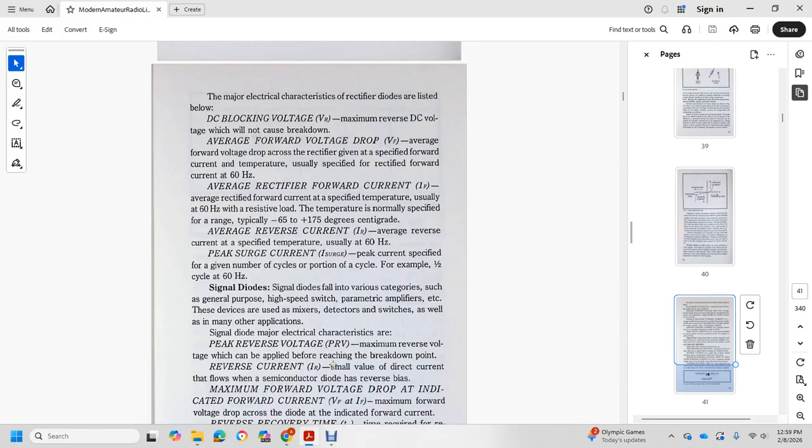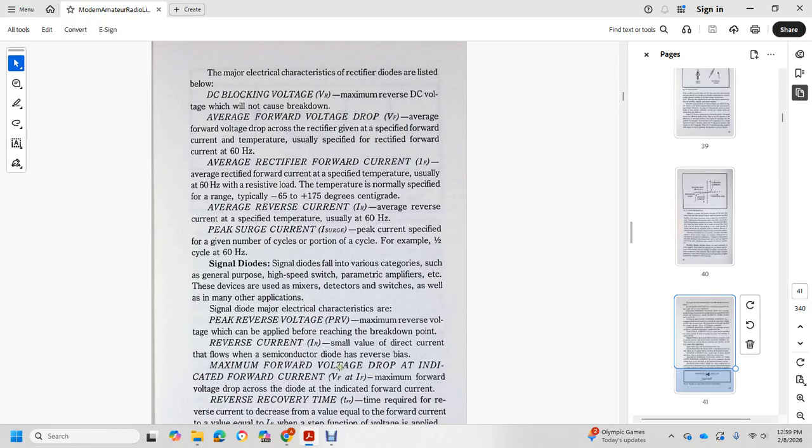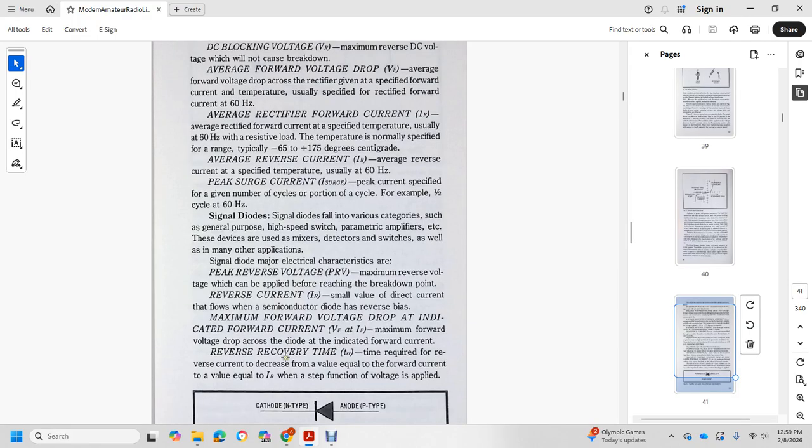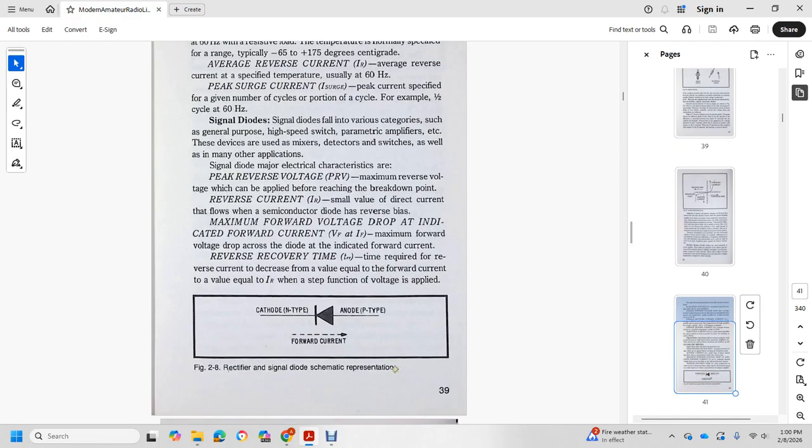Reverse current: a small value of direct current will flow through the semiconductor when it is reverse biased. Maximum forward voltage drop is the voltage drop at a specified forward current in amperes. Maximum forward voltage drop indicates the diode drop with the forward current. Reverse recovery time is the time required for the reverse current to decrease to a value equal to the forward current value of the amperes reversed, when a step function of voltage is applied.